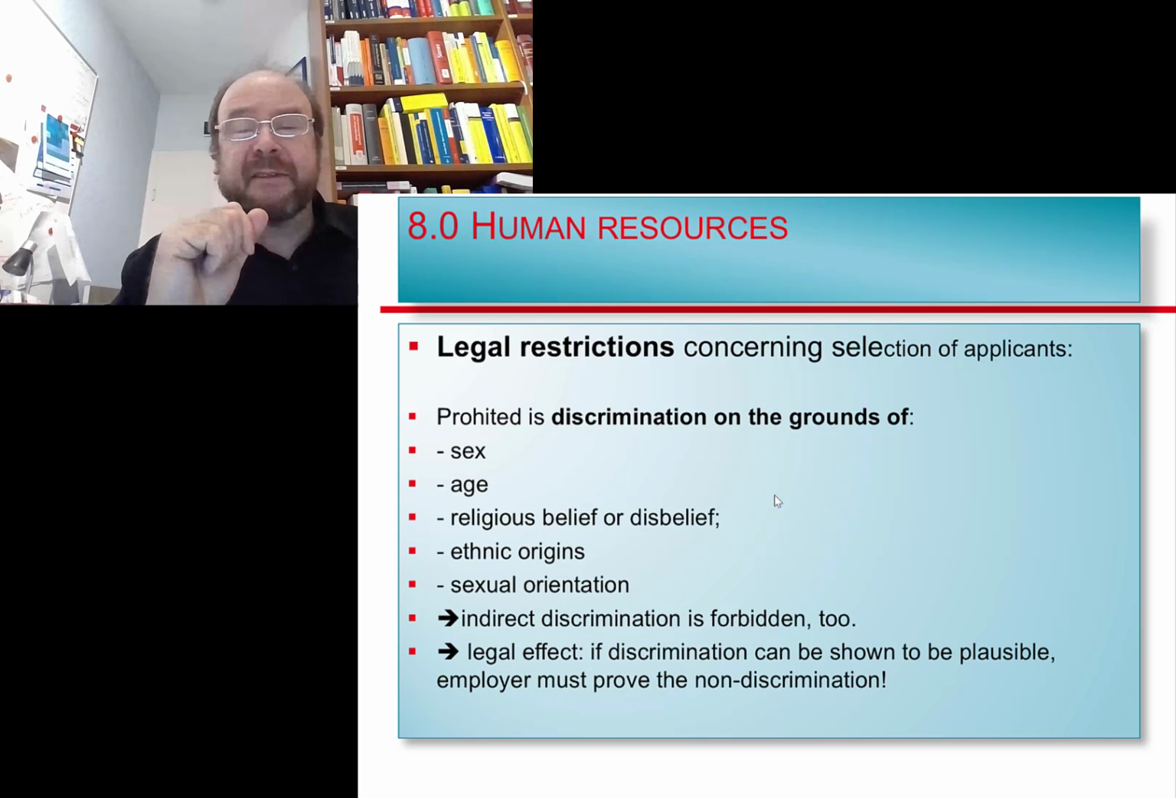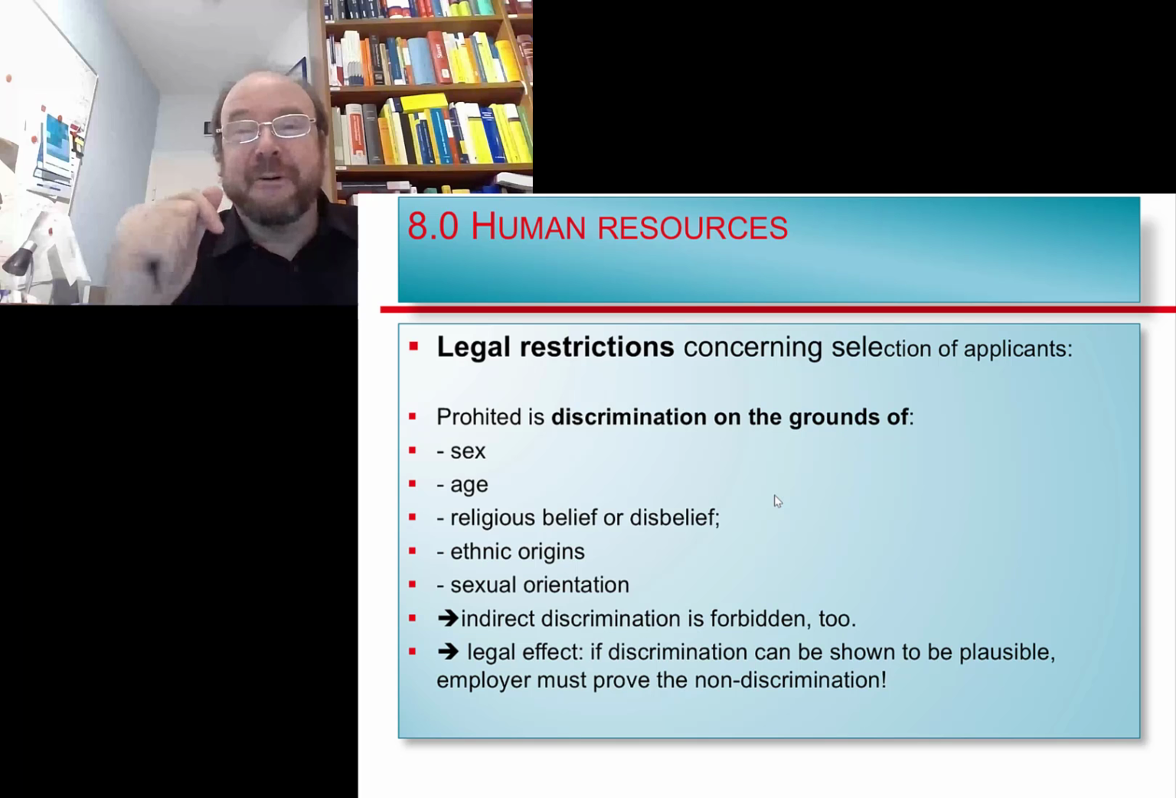But when it comes to things like that, there are some strong legal restrictions because certain discriminating criteria are forbidden. You are not allowed to discriminate people on the grounds of their sex and gender. So you can't say I only appoint or employ male applicants. Age discrimination is forbidden. Religious belief or disbelief is not a criterion for a job. Ethnic origin is forbidden. Sexual orientation. And important is, these criteria also are forbidden to be taken into account indirectly.